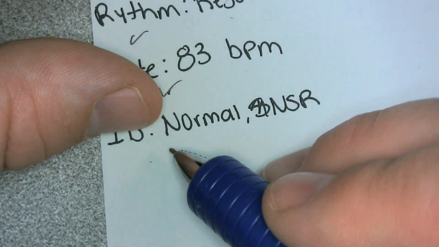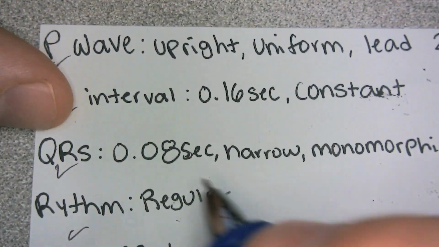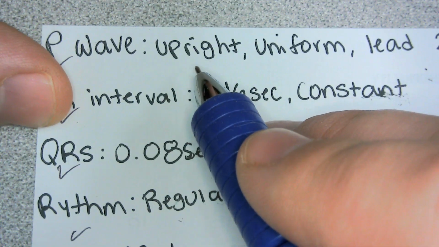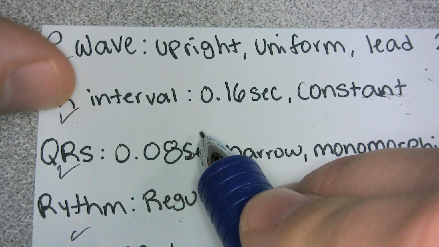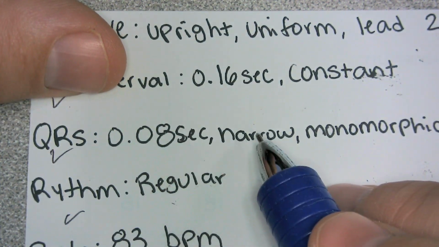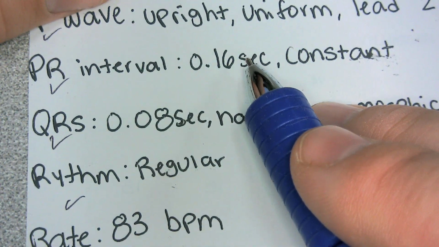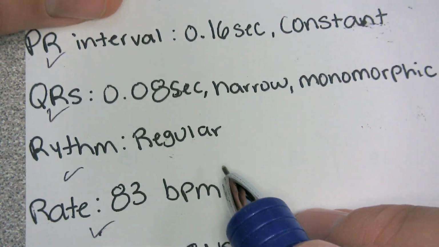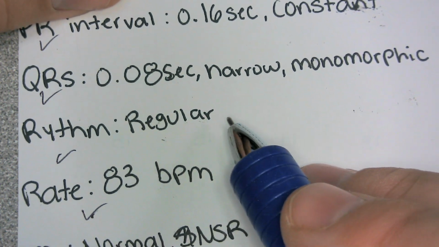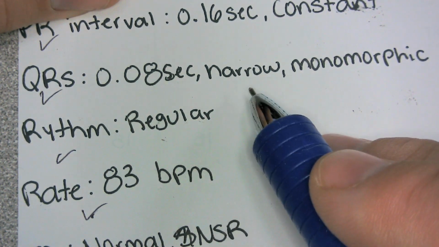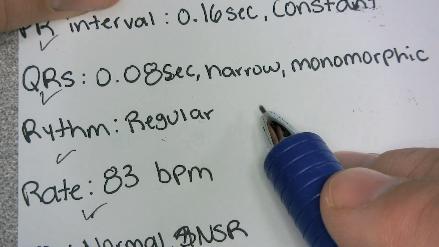And so, yeah, she says this is normal sinus rhythm. How does she know? P waves upright, uniform in lead 2. PR interval is constant. QRS is narrow, monomorphic. All this is telling you that this is a sinus rhythm. Now, it's not telling you what type of sinus rhythm. This down here is telling you that we're in normal sinus rhythm.